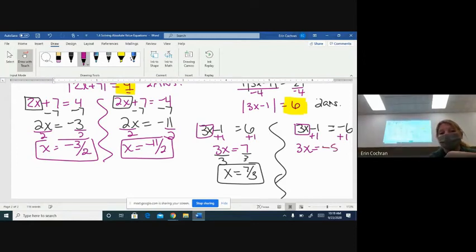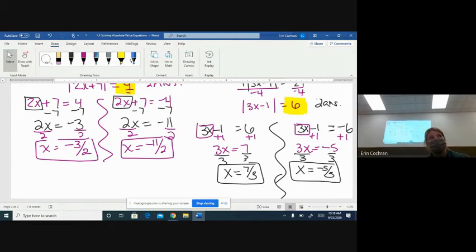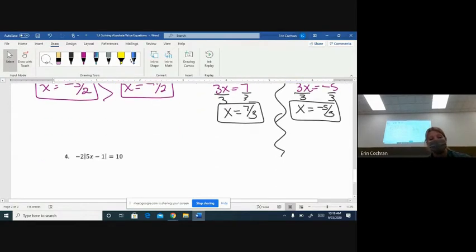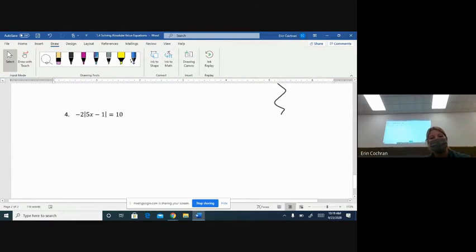And then how do I get rid of that 3? Divide negative 5 by 3. So x equals negative 5/3. Good. So if I plug negative 5/3 in, I'm going to get a negative 6, and the absolute value of negative 6 is 6. Okay. And then I do want to add another problem, and there's a reason for that.